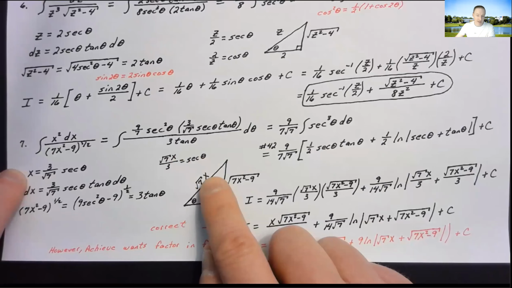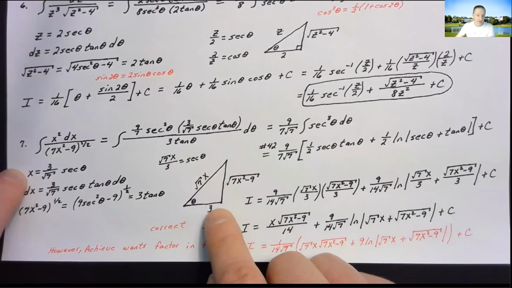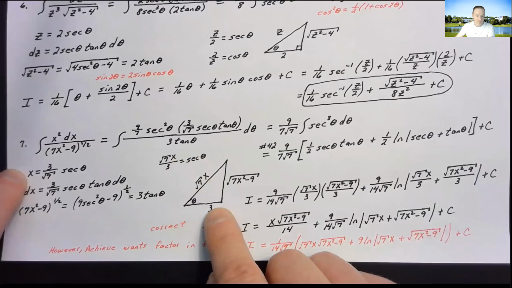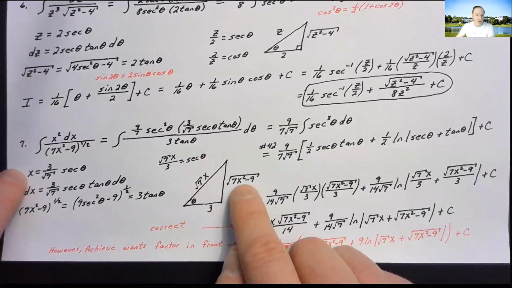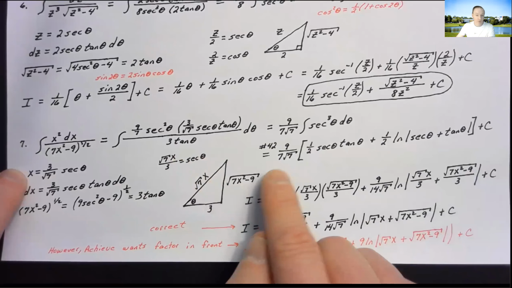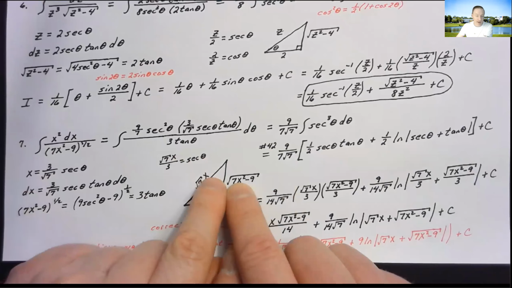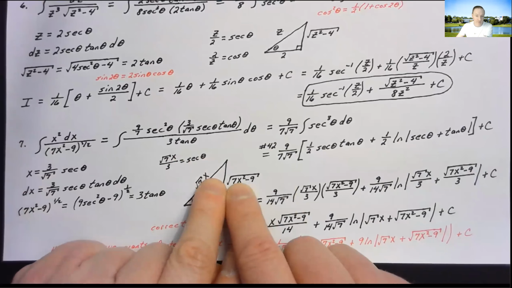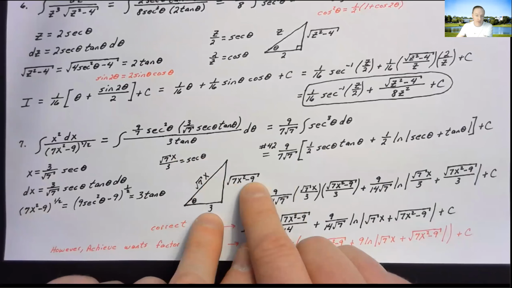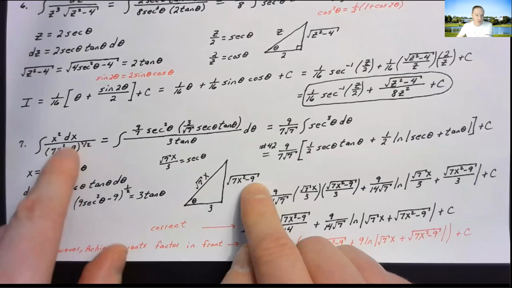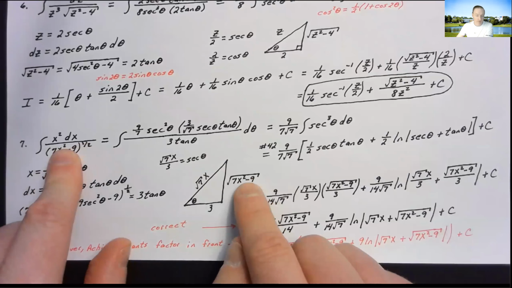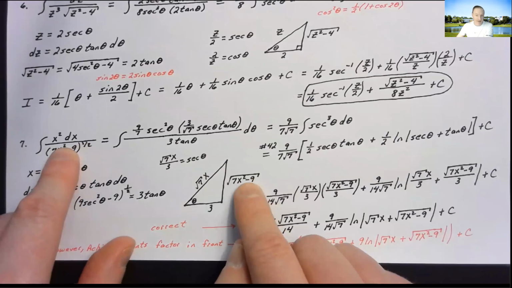The root of 7 times x is my hypotenuse. My adjacent is 3. Then that means my opposite side, my other leg, has to be the square root of the square of the hypotenuse, which would be 7x squared, minus the square of the leg, which is minus 9. And again, the expression from the original problem must pop up in your trig triangle, and it does.